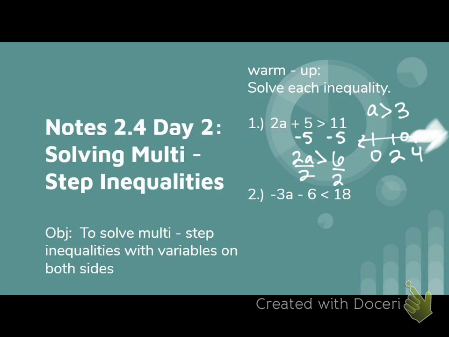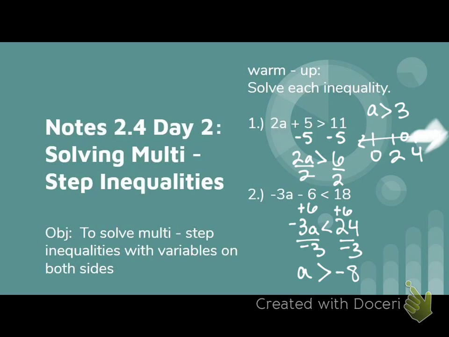On number 2, how would I start solving? Add 6. Good. Add 6 on both sides. Negative 3a is less than 24. Then we divide by -3, so we have to switch the symbol. Very good, Jaysha. We divide by -3, so we get a alone. The symbol in the middle has to flip around. 24 divided by -3 is -8.